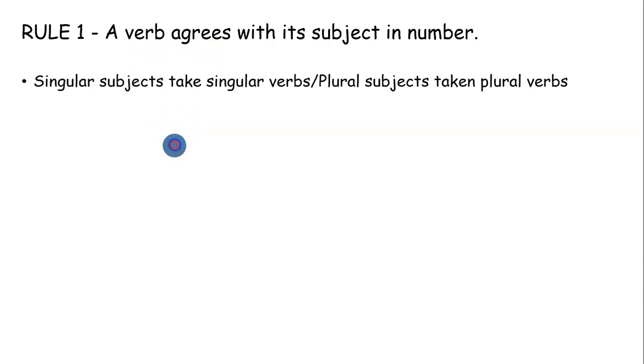Now let us understand that. Singular subjects take singular verbs and plural subjects take plural verbs. So दोस्तों इसका मतलब ये होता है तो अगर सब्जेक्ट जो है वो सिंगुलर है तो उसके साथ सिंगुलर वर्ब लगेगा. सब्जेक्ट जो है अगर प्लूरल है तो उसके साथ प्लूरल वर्ब लगेगा.